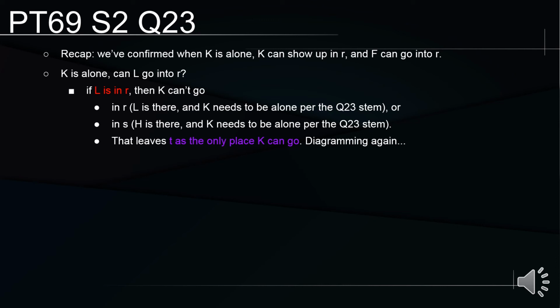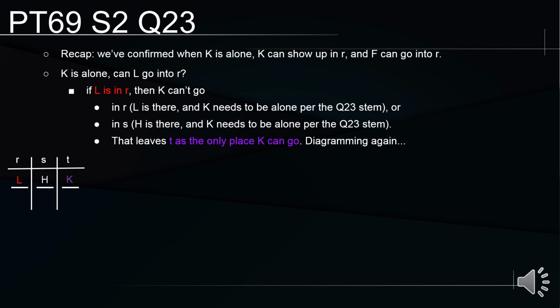So diagramming again, just like last time, we have here our base diagram. We'll throw L into Team R because that's what we're testing, and then we just figured out K needs to be alone as per the question stem of question 23. So can't put K into R, can't put K into S. K has to go into T, and that's the only place that we can keep K alone now. Alright, so far so good.